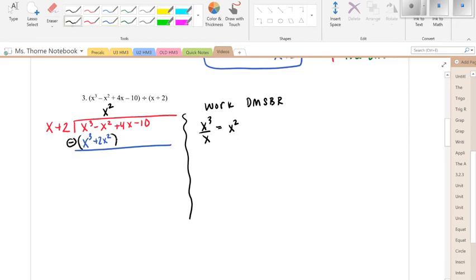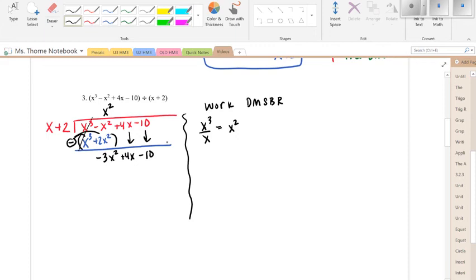And then the next step is to subtract. So I'm going to write the negative on the outside this time and show you a different way to do this. So don't forget to distribute the negative. So x cubed minus x cubed cancels out, which we did on purpose. Then we have negative x squared, and then you have to distribute the negative here. So negative x squared minus 2x squared gives me negative 3x squared. And then b stands for bring down the other term, so plus 4x minus 10.